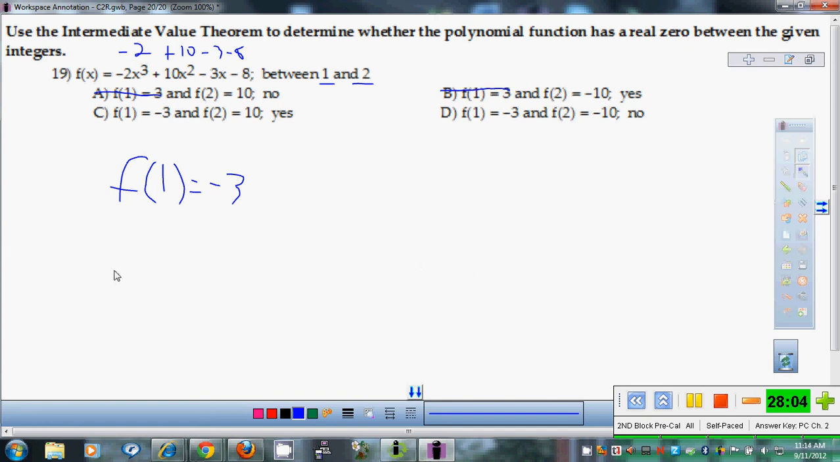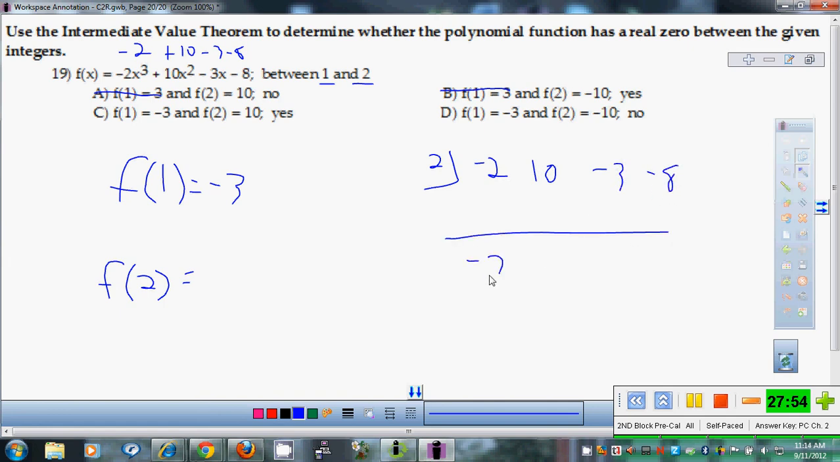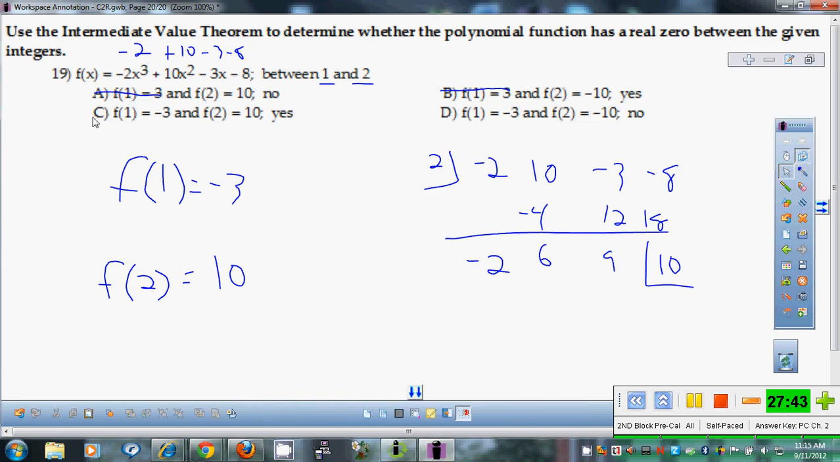And for f of 2, you can plug 2 in, but I think it's quicker to do synthetic division. That's negative 4, 6, 12, 9, 18, 10. Positive 10. Is it yes or no? Is there a sign change? Yes. The answer is C. That's correct. If they are different, then it is yes.